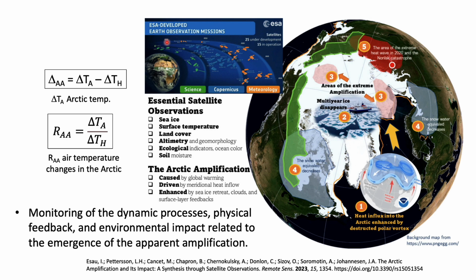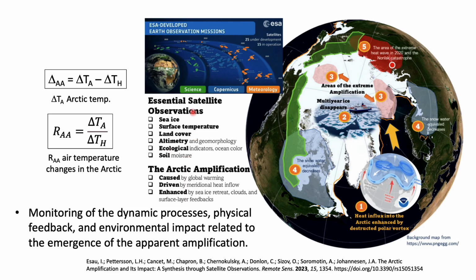There are various Earth observation missions which are happening in collaboration with the ESA. So first one is scientifically we do carry out a lot of experiments, and Copernicus is another satellite which gives lots of information, and the meteorology data is being captured. How do we carry out this study is basically the essential satellite observations are done. First we measure the sea ice, then the surface temperature, then the land cover, then altimetry and geomorphology, then ecological indicators and ocean color and soil moisture.